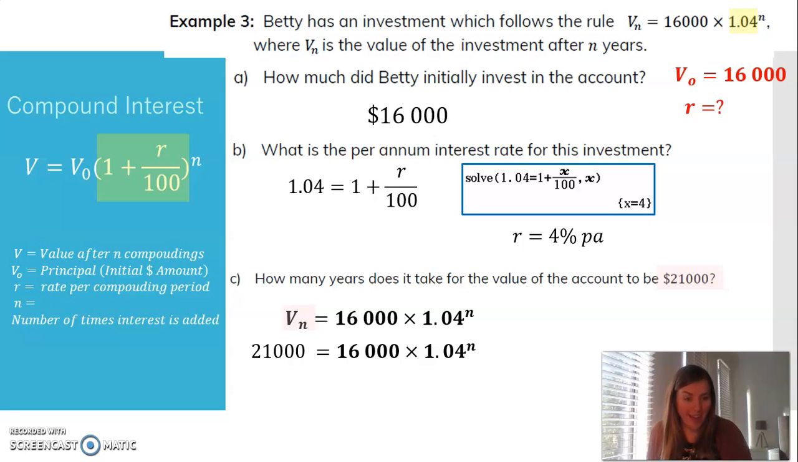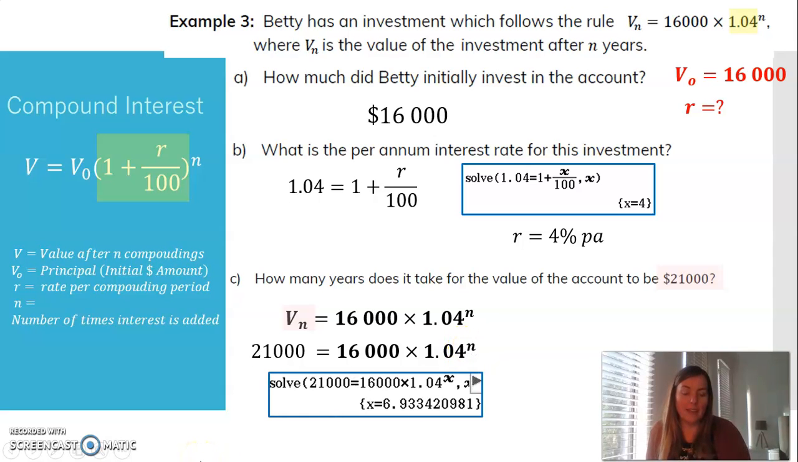All right, grab your calculator again, pop this into solve, remembering that that n is the power. It's so easy to think it's a multiplier, but no, it's the power of n. Put that into your calculator like this, and you will be getting an answer of 6.93 years.